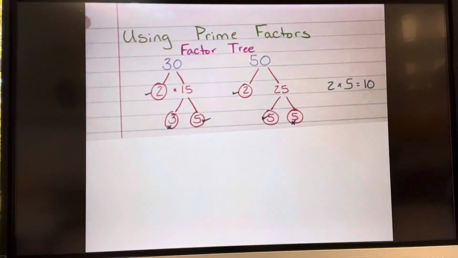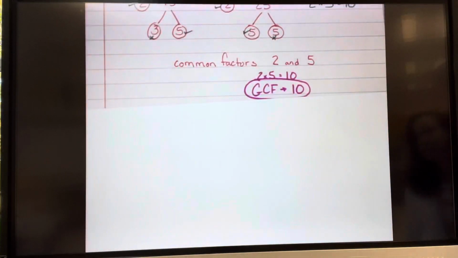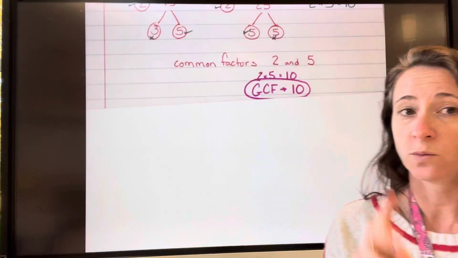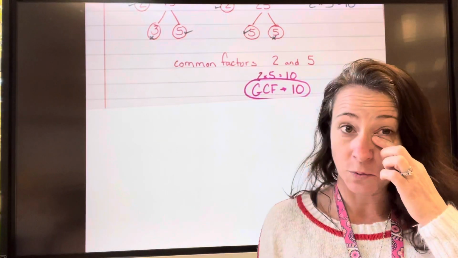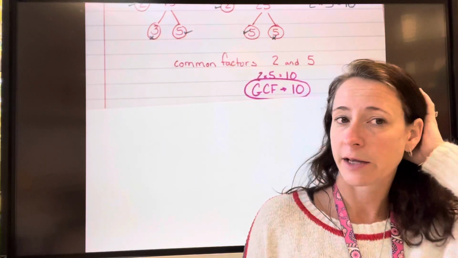Seems like a lot of work, but once you figure out the process. And there we have it. So the common factors are 1, 2, and 1, 5. Sometimes there can be more than 1, 2, more than 1, 3, more than 1, 5, okay?